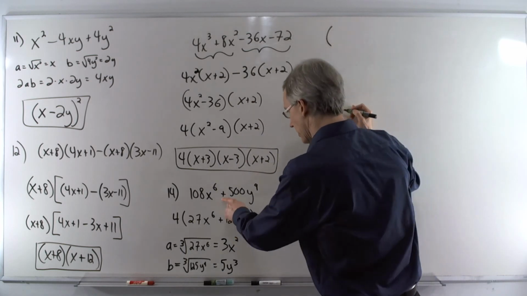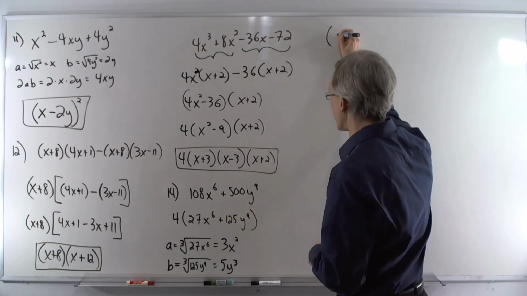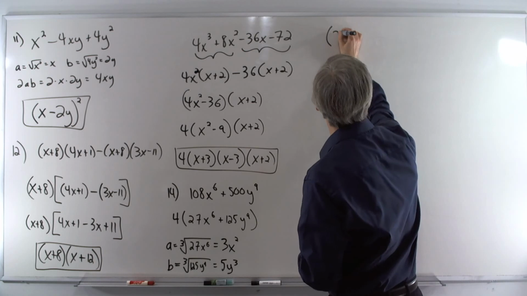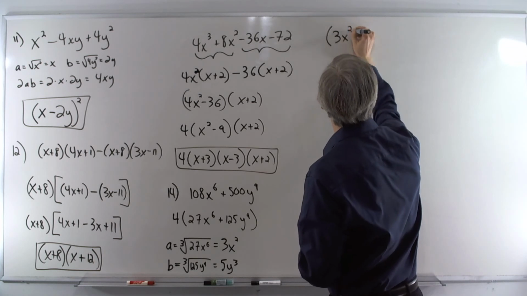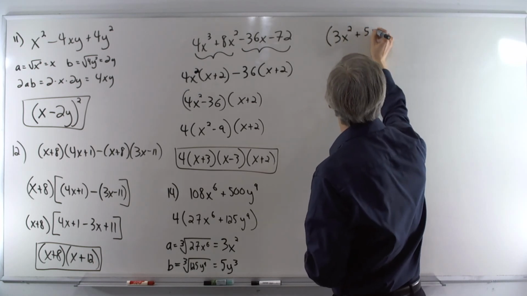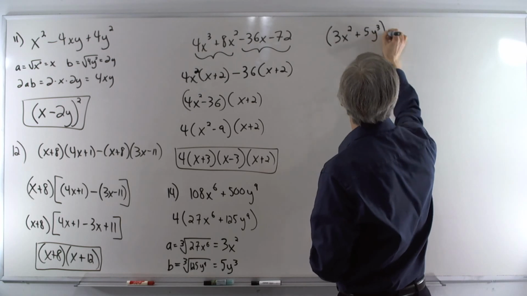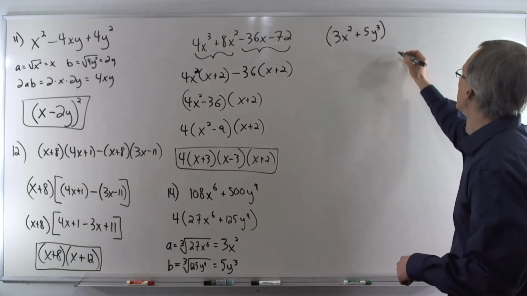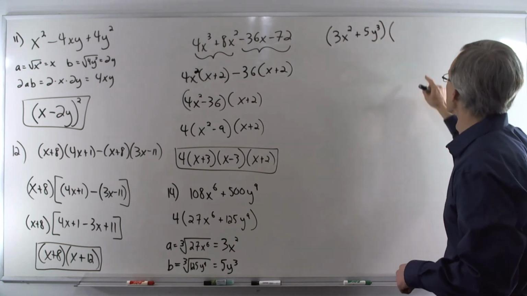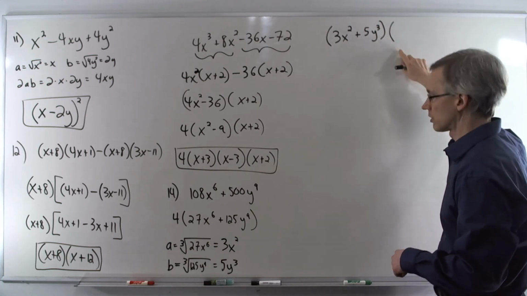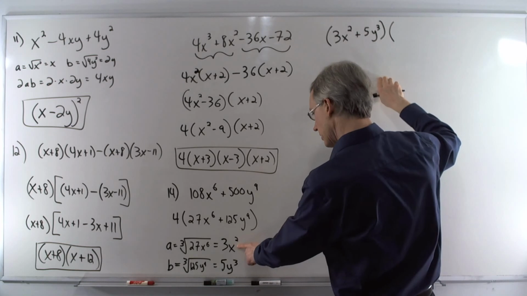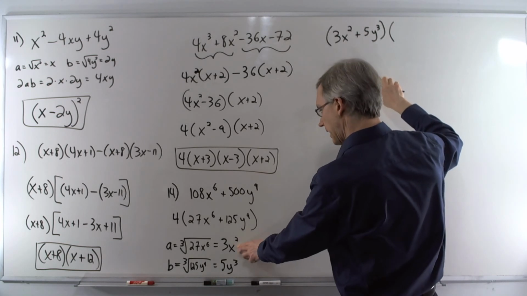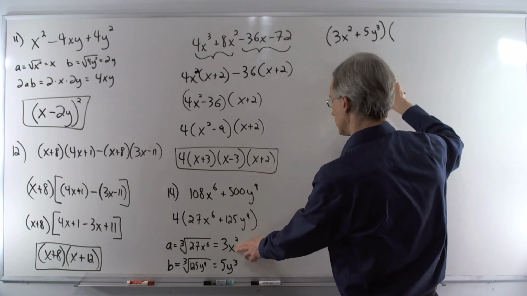We're doing sum of cubes, so our first binomial will be addition. That gives us 3x squared plus 5y to the 3rd. And now for the second set of parentheses, we'll start off with a squared. So that's 3x squared squared.